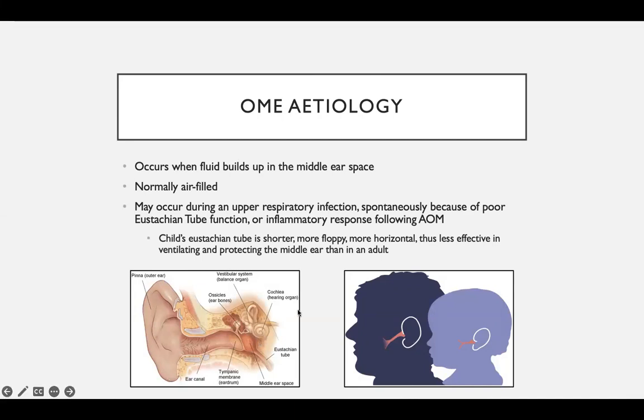More on the eustachian tube. As we know from anatomy, the eustachian tube in a child is much shorter. It's also more floppy, has poorer tone, and is more horizontal, as you can see from the image. It's therefore much less effective in ventilating and protecting the middle ear than the eustachian tube in an adult.